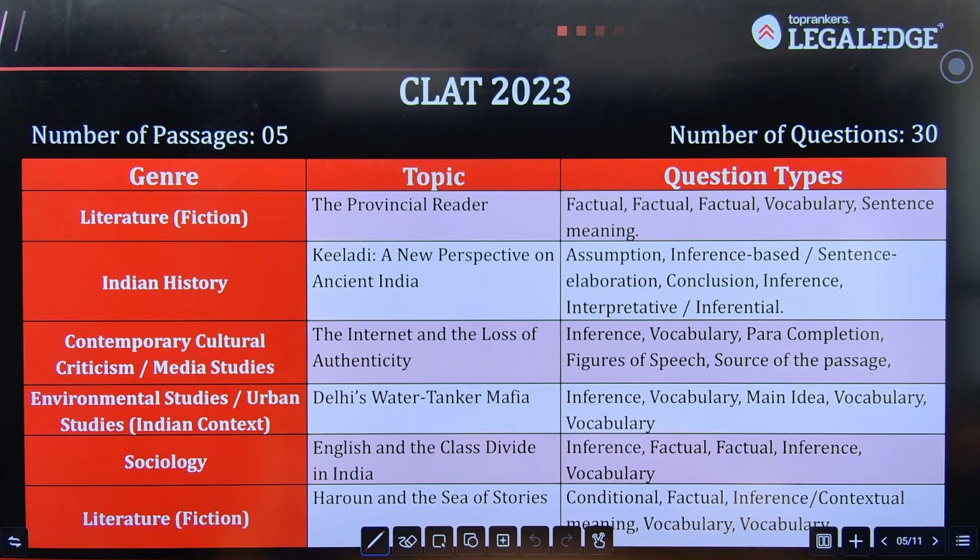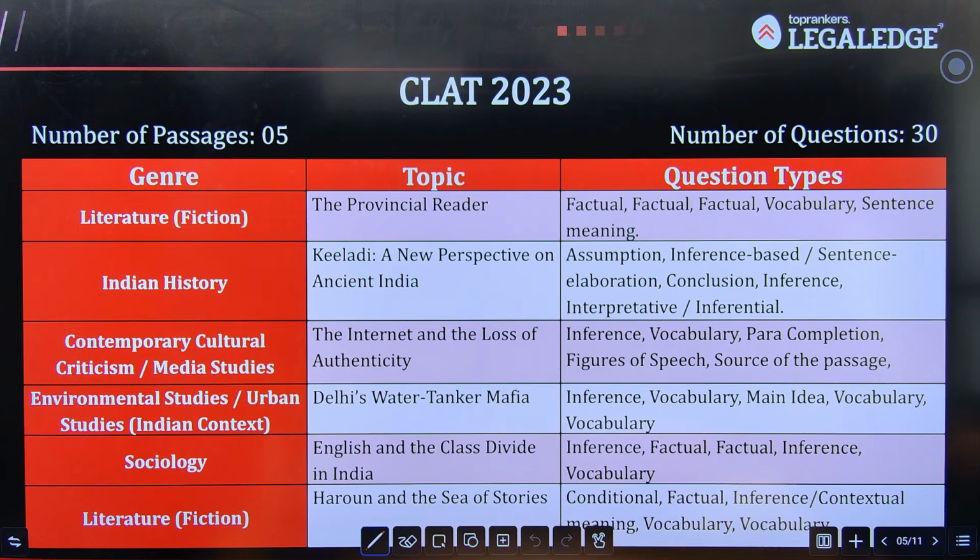Now, the third passage was around contemporary cultural criticism or media studies. The title of the passage can be The Internet and the Loss of Authenticity. There were questions around inference, vocabulary, para-completion, figures of speech, and source of the passage. All right, this is 1 question type, source of the passage, which you must practice, because I think that's 1 common question type which we hardly practice.